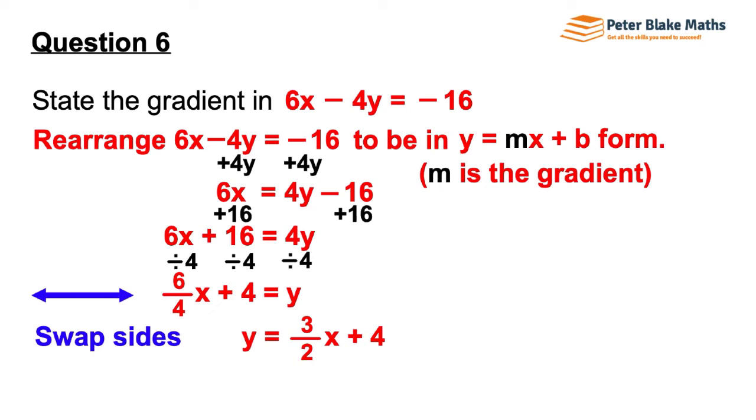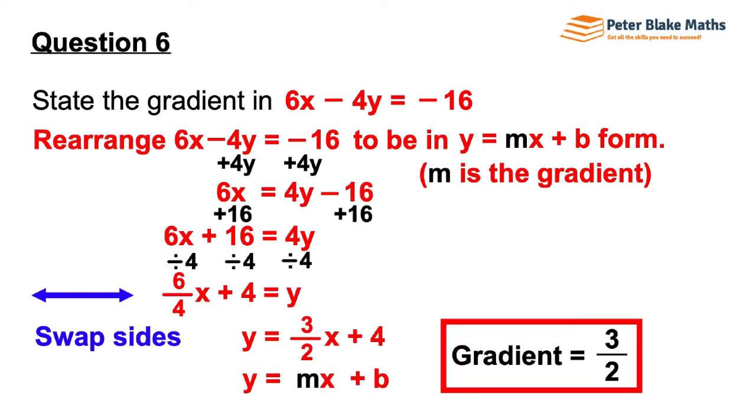So when we get y equals 3 on 2x plus 4, it's in the right format, and we can just read off the gradient, which is any number in front of the x when it's in that format. So the gradient, in the m position there, is 3 on 2, so our gradient is 3 on 2. So apologies for that long solution there, but there was a lot of work to do to turn that original expression into y equals mx plus b form, but it's worth it in the end.